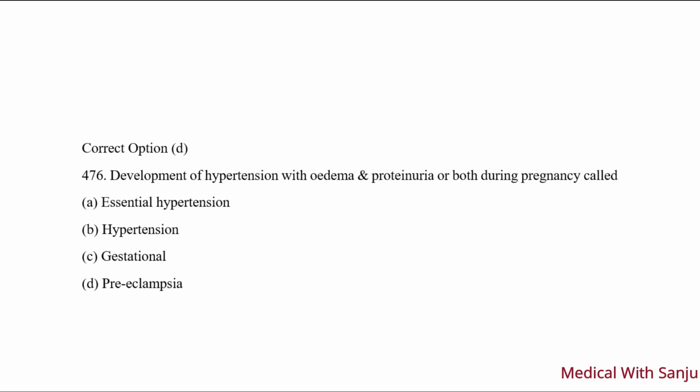Question number 476. Development of hypertension with edema and proteinuria both during pregnancy is called option A essential hypertension, option B hypertension, option C gestational hypertension, and option D preeclampsia. This condition is called preeclampsia.